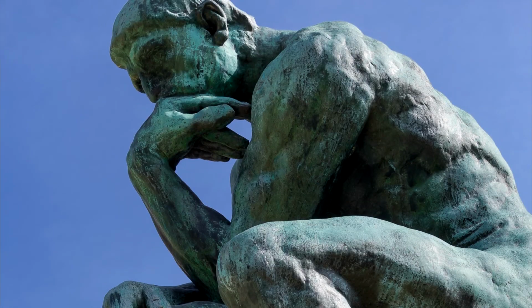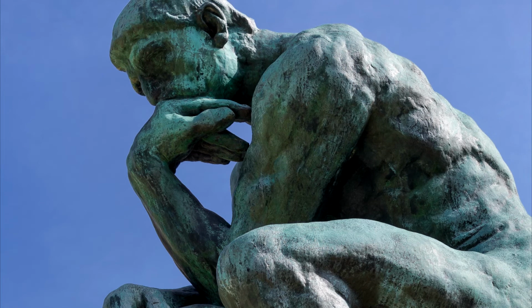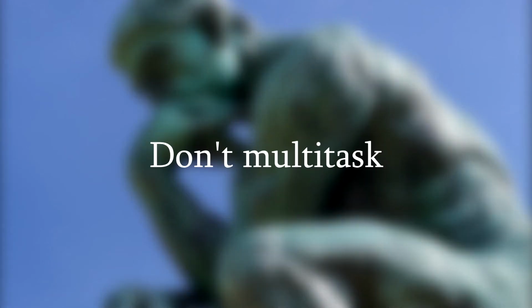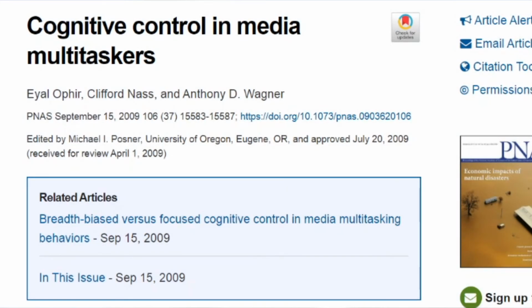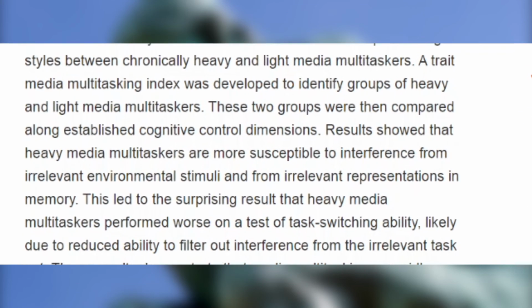To end the video, here are some general study tips that I found useful when preparing for the Math 2 test. The first is avoiding multitasking. In 2009, Stanford researchers published a paper called Cognitive Control in Media Multitaskers. The researchers conducted a series of experiments to determine whether there are systematic differences in information processing styles between chronically heavy and light media multitaskers.